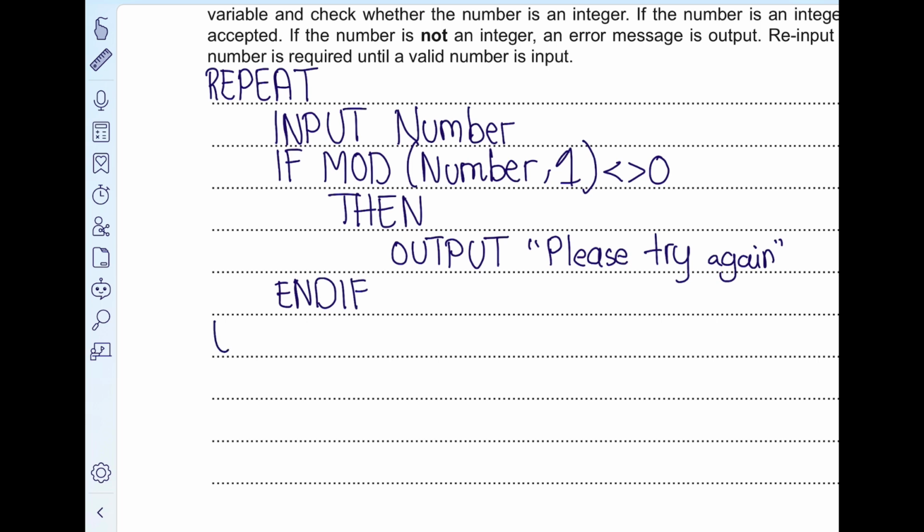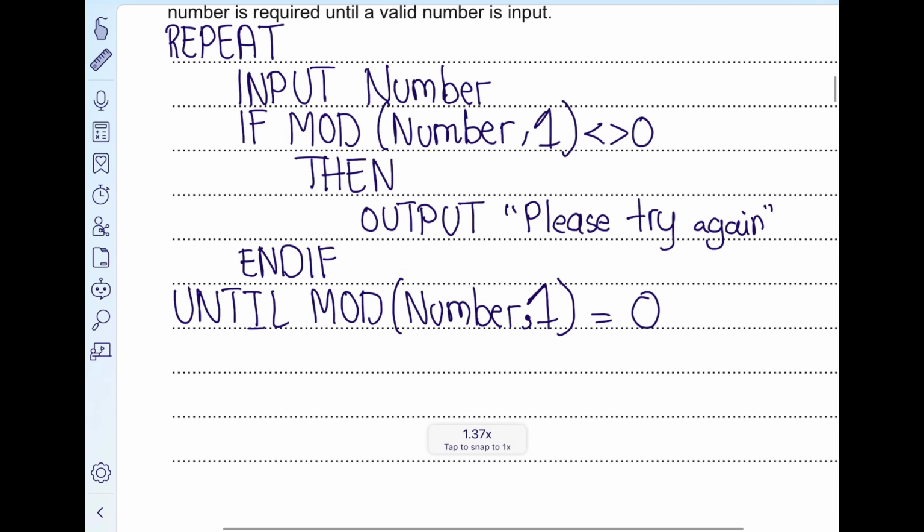And when do we repeat this until? We repeat this until the modulus of the number comma 1 is equal to 0. Again, you have a repeat until loop, and I hope you're clear why we use a repeat until loop, because we don't know the number of repetitions, but we do know that it has to repeat at least once. We ask the user for a number, and when we do the modulus of that number, basically dividing the number by 1 and seeing the remainder.